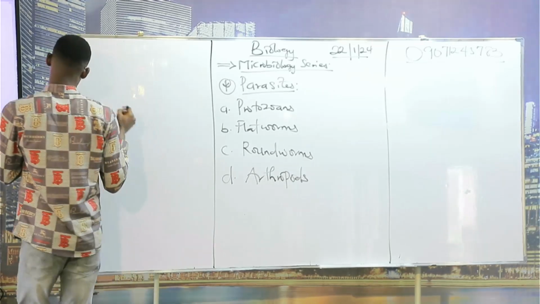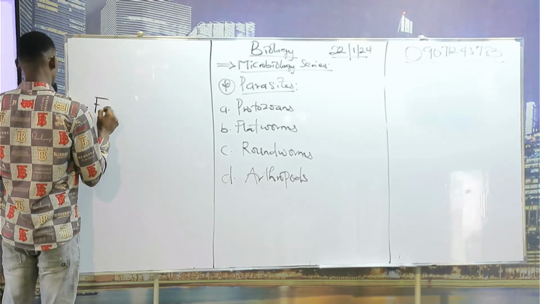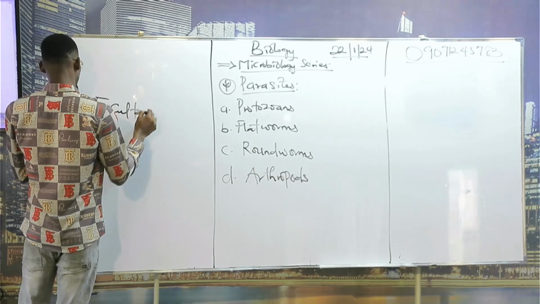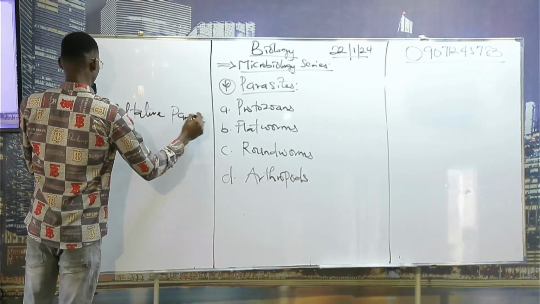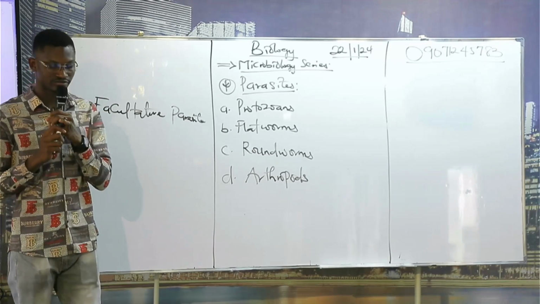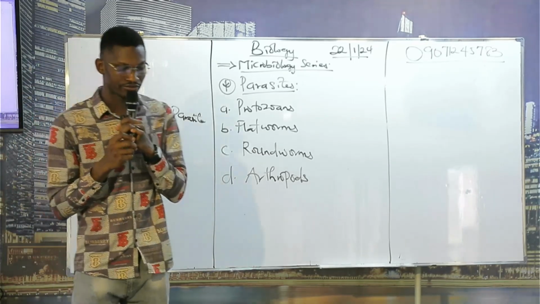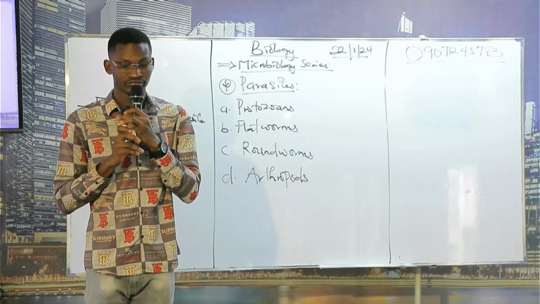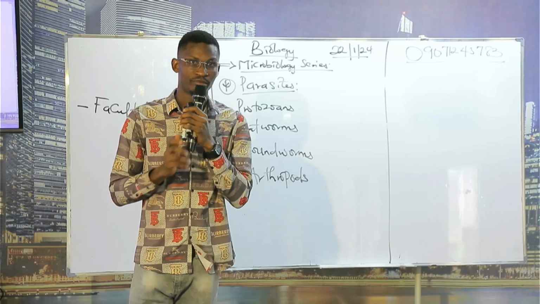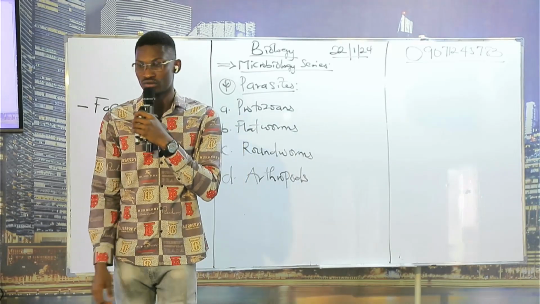Remember, I told us it should be 6. Add facultative. I told us to leave a space that day. Do you remember? So go there and add facultative parasites as number 5. Number 4 is hyperparasites. Hyperparasites. Okay.